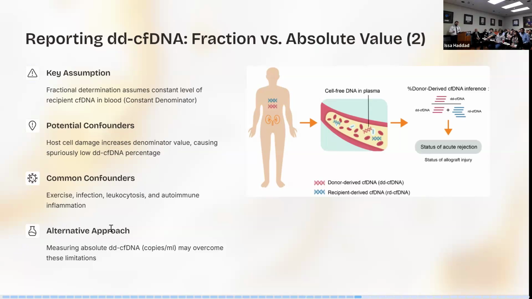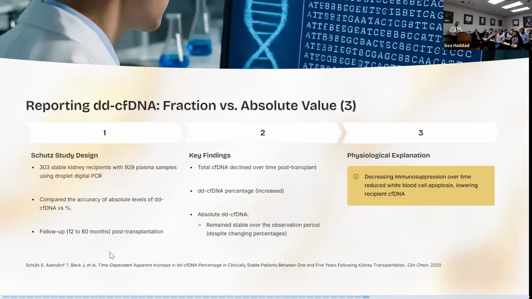So they proposed the alternative of measuring the absolute value. And in this study, for example, they looked at 303 stable kidney recipients with 929 plasma samples, and they compared the absolute levels with the cell-free DNA. And what they have found is that the absolute value actually remained stable over the observation period in a stable patient, but the donor-derived cell-free DNA percentage, in fact, increased.